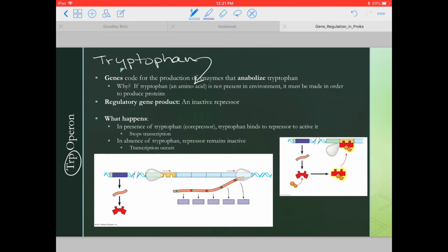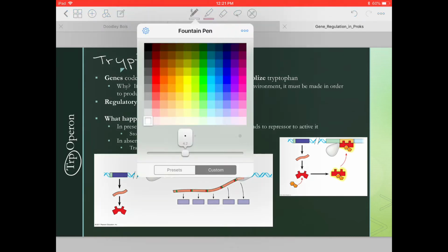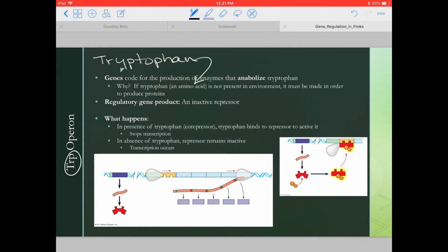So what we're going to have here is a regulatory gene product that is an inactive repressor. It's going to be this guy right here, okay? This is inactive. It is not repressing because it's just chilling. And so long as you don't have tryptophan, this remains inactive. So that means without an active repressor, the operator is on and transcription occurs, okay? So that's this guy in the absence of tryptophan. All right, that makes sense. If you don't have tryptophan, you need to make it.